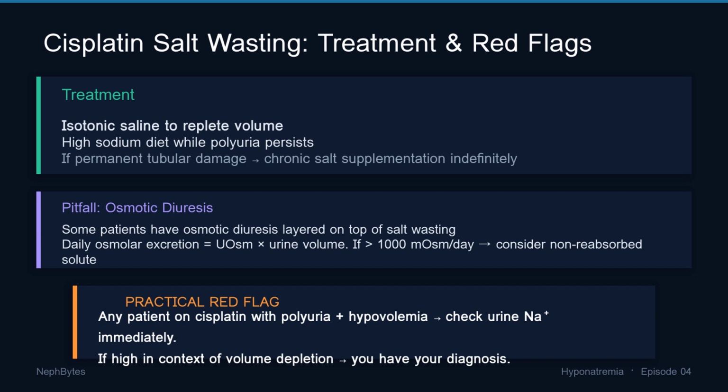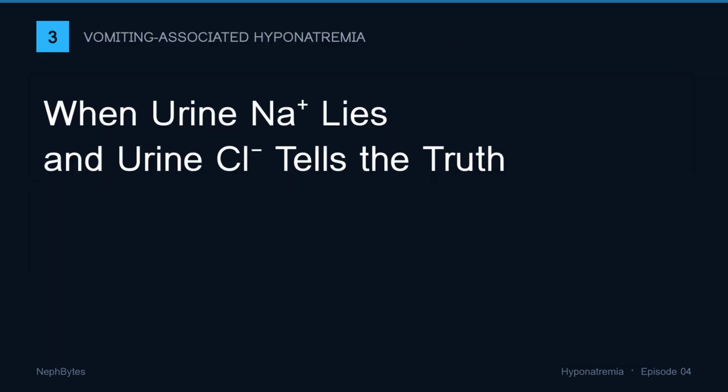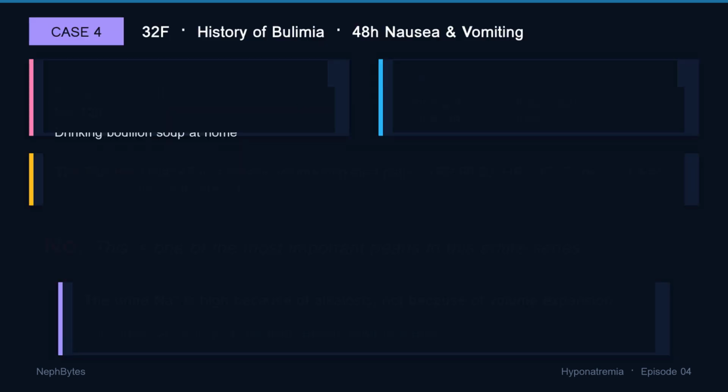Now let's shift to a mechanism that looks completely different at the bedside, but produces the same diagnostic confusion: hyponatremia from vomiting. And this is where the urine chloride becomes the most important number on the page. Case 4. A 32-year-old woman with a history of bulimia. She's had nausea and vomiting for 48 hours. She's been drinking bouillon soup trying to feel better.